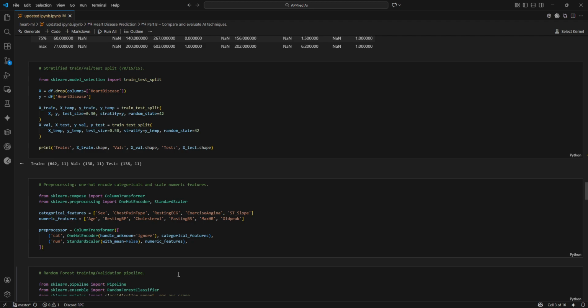This creates binary indicators without introducing artificial ordering. Numerical features are scaled so that the differences in value range do not influence the model unfairly. All pre-processing steps are combined into a single pipeline, which ensures the same transformations are applied consistently during both training and testing, improving reliability and preventing data leakage.